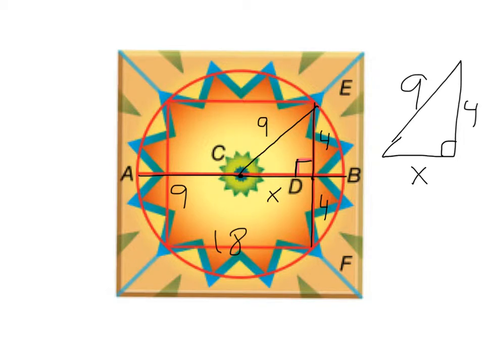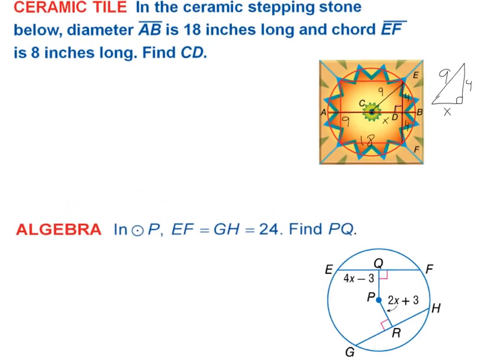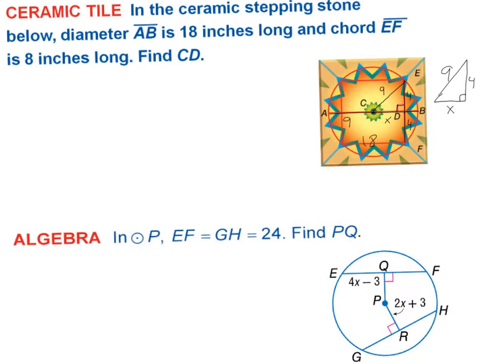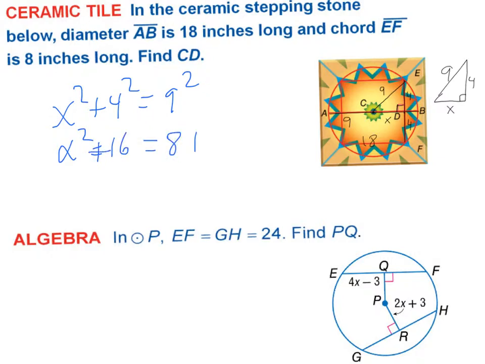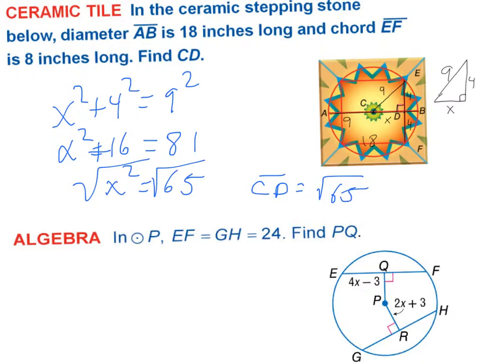So if we use the Pythagorean theorem here, we can solve for that length CD. And we will do that. X squared plus 4 squared equals 9 squared. Sorry, that should be plus 16. X squared equals 65. And if we square root both sides of that, we can't simplify that radical. So segment CD equals radical 65, or 8 point something.